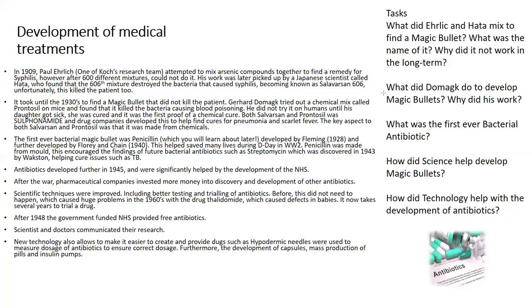What you need to do now, there's some tasks down the side. What did Ehrlich and Hatta mix to find a magic bullet? What was the name of it? Why did it not work in the long term, especially Ehrlich? What did Domagk do to develop magic bullets and why did his work? What was the first ever bacterial antibiotic? How did science help develop the magic bullets?